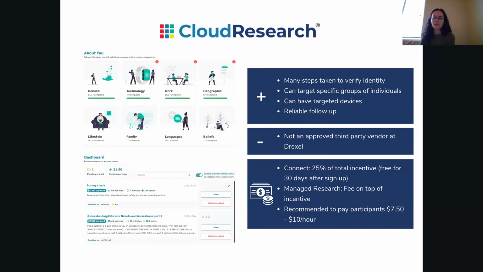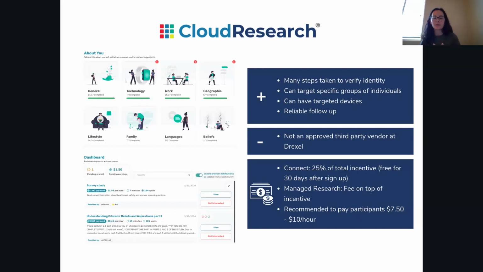As far as how you pay both Cloud Research and your participants, Connect charges researchers 25% of your total incentive as their fee, but there is a free 30-day trial after you sign up. So for example, if you were going to pay your participants a total of $100, so all your participants altogether get $100, Connect would charge $25 as their service fee.